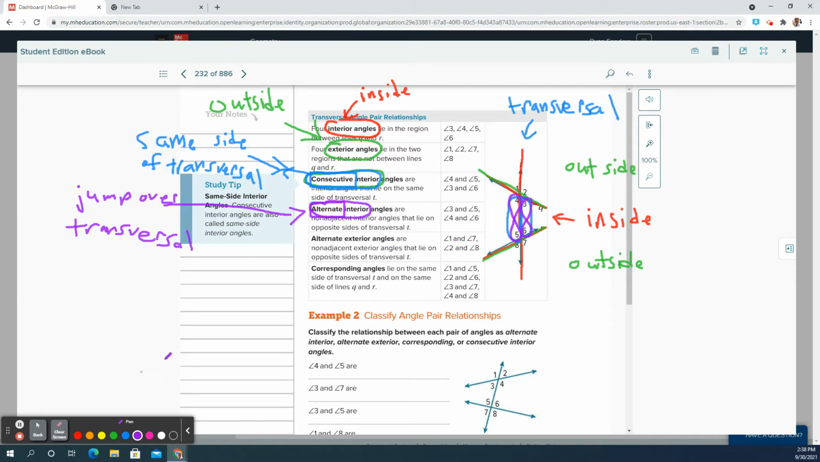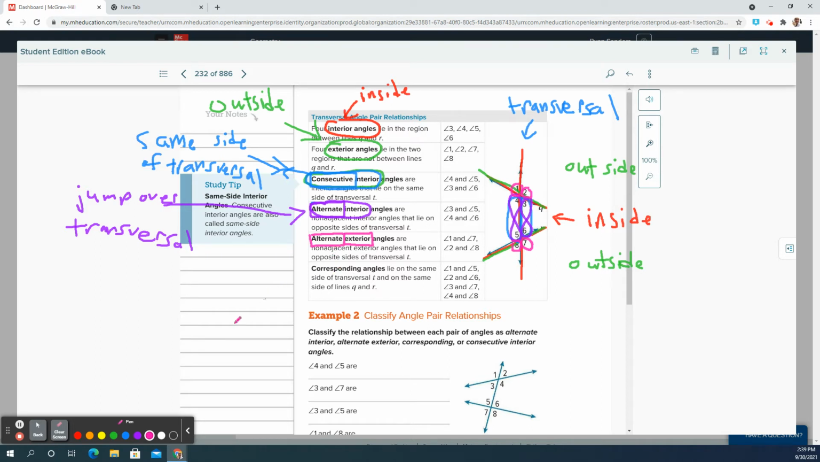Alternate exterior. We've talked about all of these already. Now it's just kind of linking it together. So we got the alternate idea, jumping over the transversal, and we're on the exterior. So if I look at 2, what does 2 match with? On the outside, and I jump over the transversal, that's going to match with the 8 all the way over here. What about the 7? 7 on the outside, the exterior, and I jump over and I match with the 1. 7 and 1 match for alternate exterior.